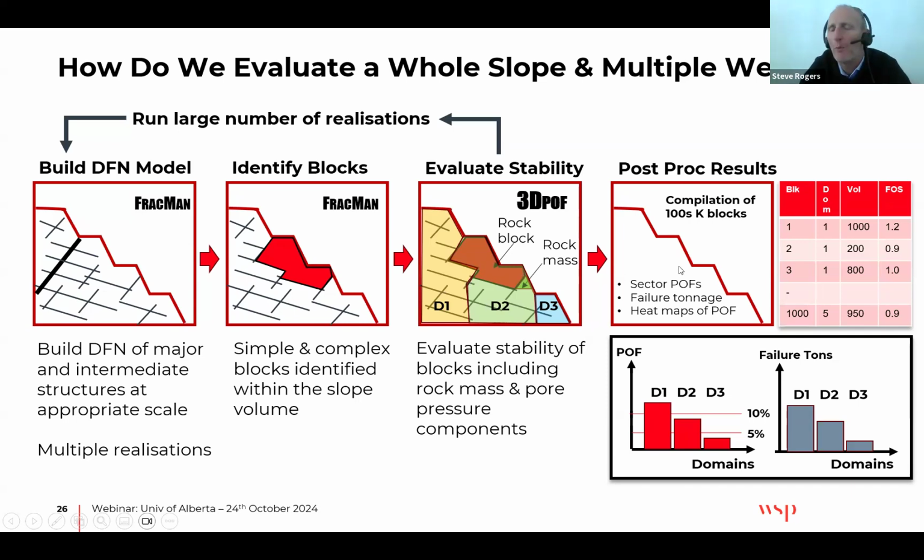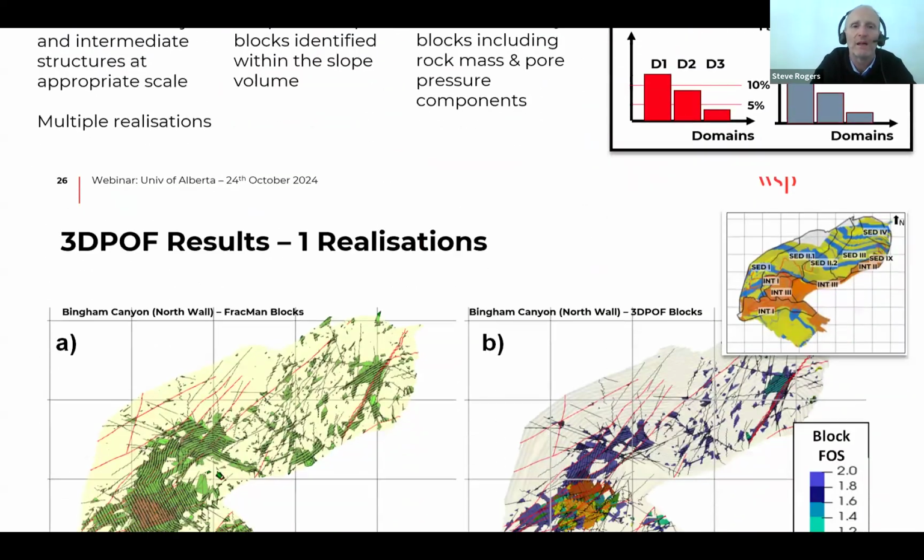The final output, in a way, is just a massive table of blocks in certain domains with certain volumes and certain factors of safety that we can then interrogate. For instance, this could be a probability of failure histogram, or failure tons on a domain basis, or some kind of risk maps, heat maps, that I'll show you in a little moment.